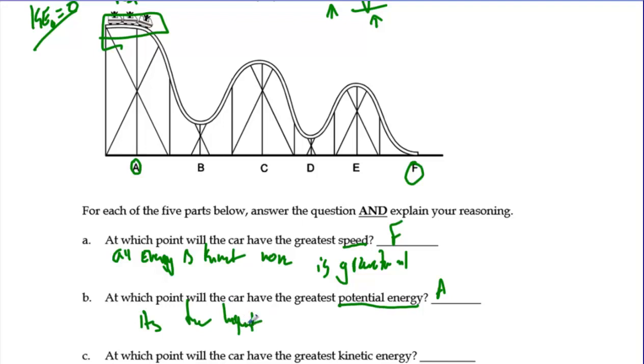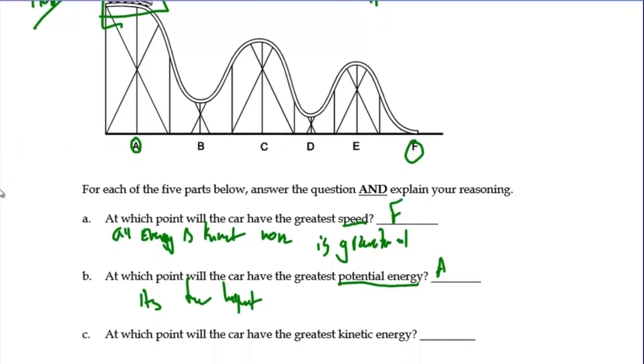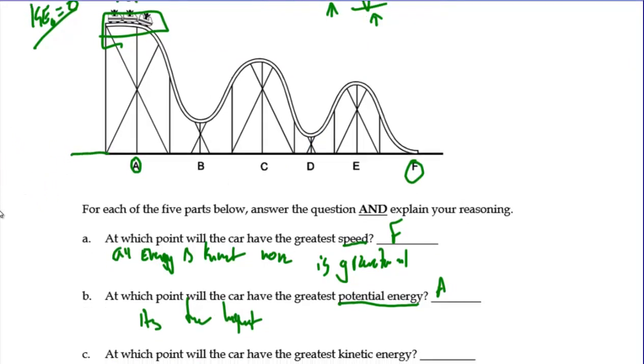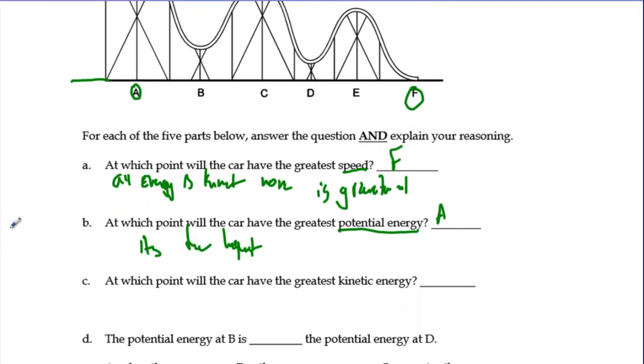Okay. Now, I don't want you to think that if something's moving slow, that automatically means it has potential energy. Potential energy comes from its position above the ground because of its height, because gravity can pull it down. If something's already on the ground, then it can't really fall any further. It does not have potential energy, regardless of its speed. At which point will the car have the greatest kinetic energy? Well, this is F, because if it's moving the fastest, it's got the most kinetic energy.